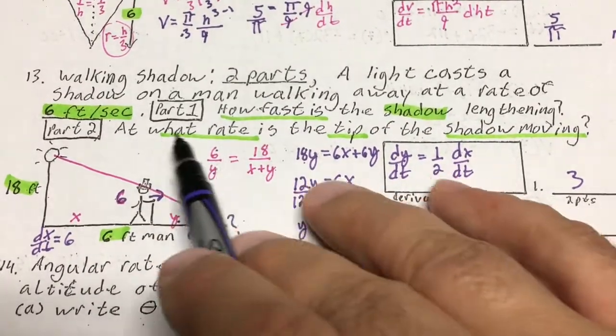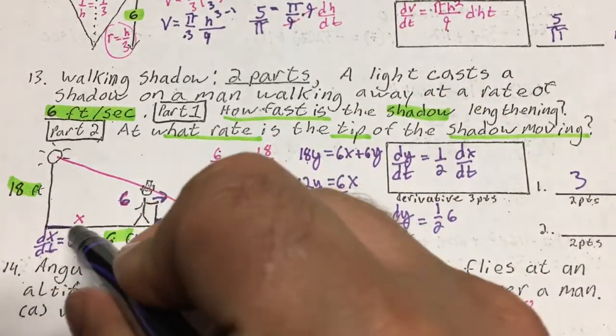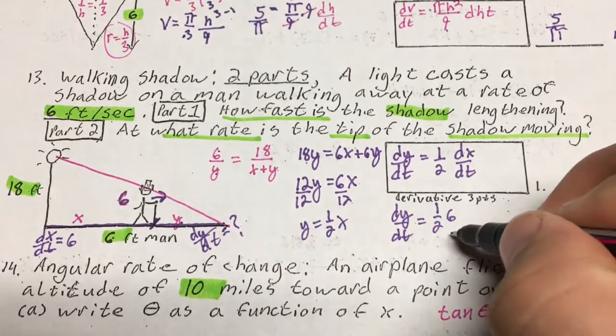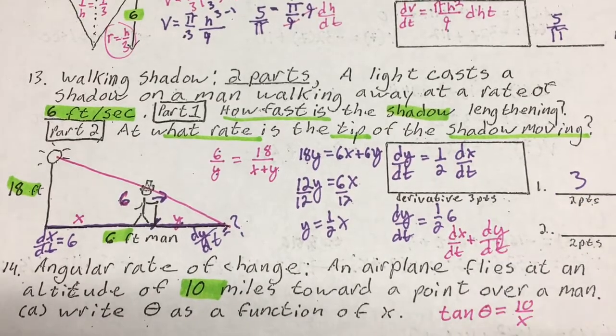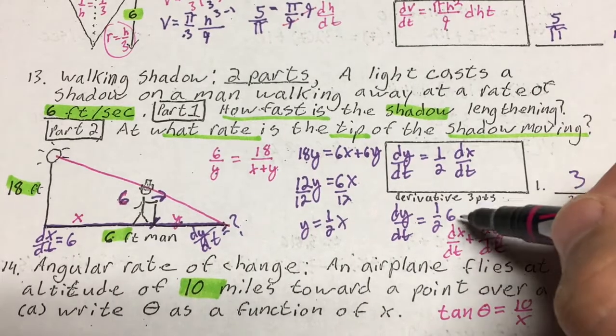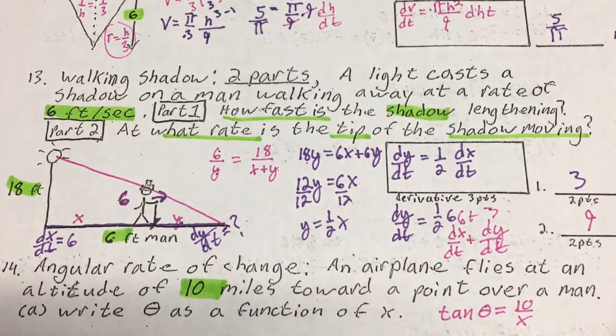Now they want to know at what rate the tip of the shadow is moving. The tip of the shadow is dy/dt, but it also has dx/dt added to that. So to do the second part of the problem, all you do is dx/dt plus dy/dt. dx/dt was given as 6, and dy/dt we solved to be 3. So it's just 6 plus 3. The tip is moving away at 9 feet per second.